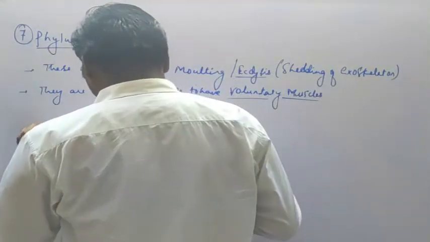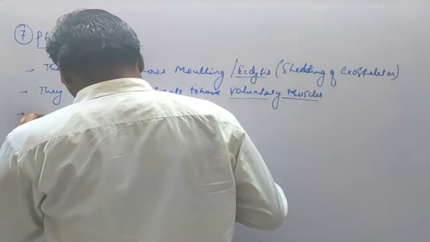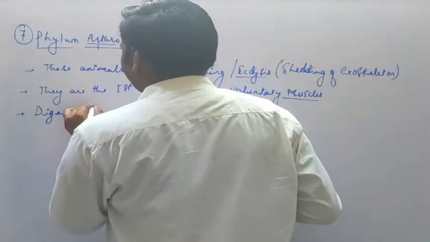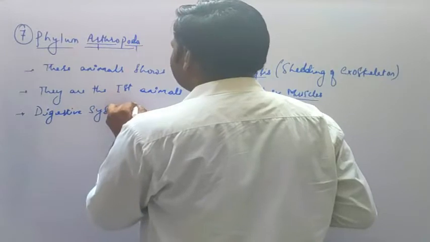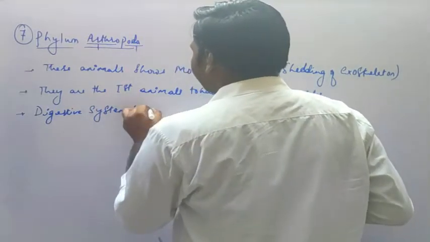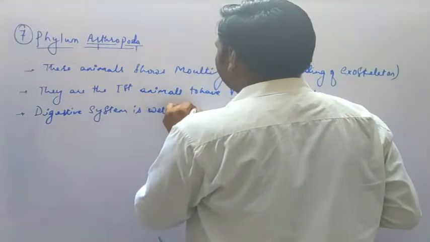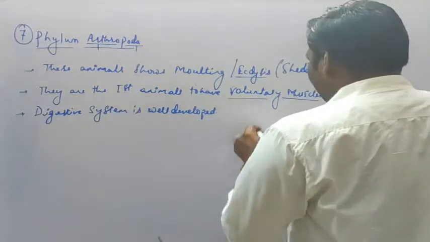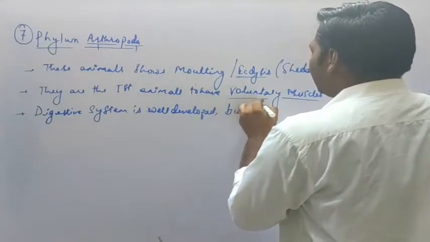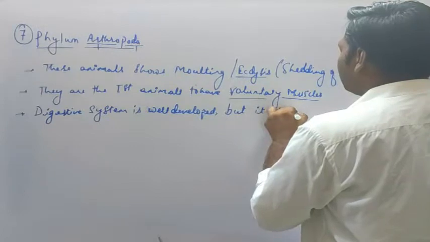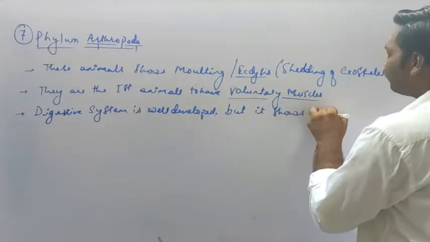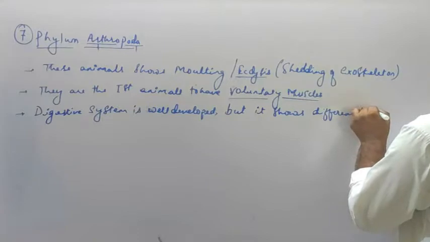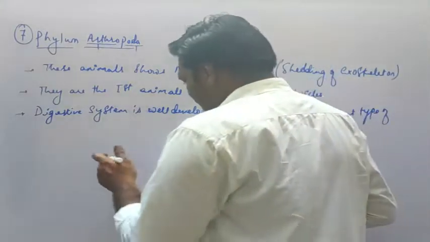The next, the digestive system. The digestive system is well developed in the case of arthropods, but it shows different types of mouth parts.